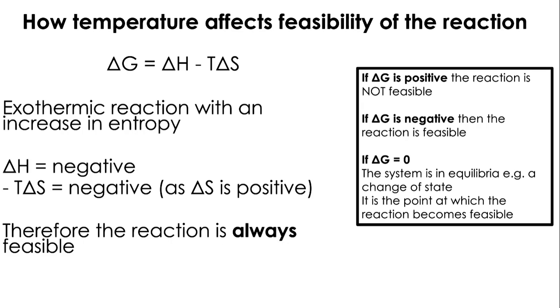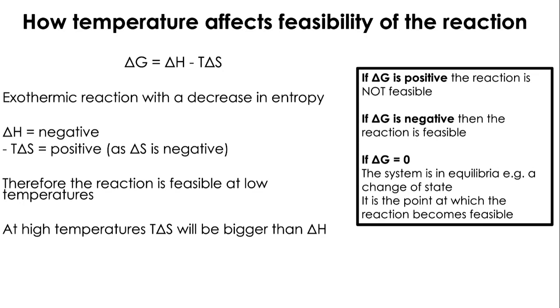So if the change in entropy is positive, then minus T delta S is going to be negative. So if delta H is negative and minus T delta S is going to be negative, then delta G has to be negative, because you've got a negative number minusing another number. So it's got to be negative. It doesn't matter what the temperature is, Gibbs free energy is going to be negative, and therefore the reaction's always going to be feasible. Doesn't matter what the temperature is, it's going to be feasible at any point.